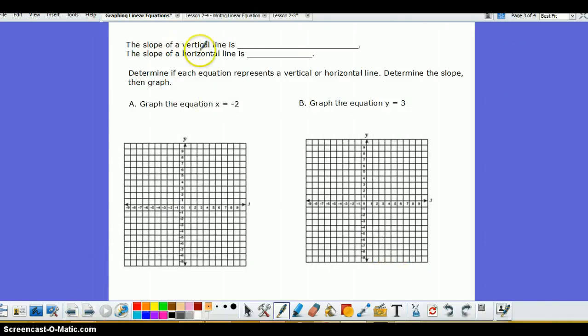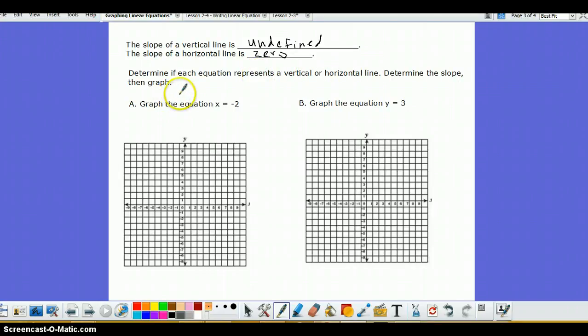Alright, so horizontal and vertical lines. So the slope of a vertical line is undefined. Slope of a horizontal line is 0. Alright, so it says determine if each equation represents a vertical or horizontal line, determine the slope, then graph.